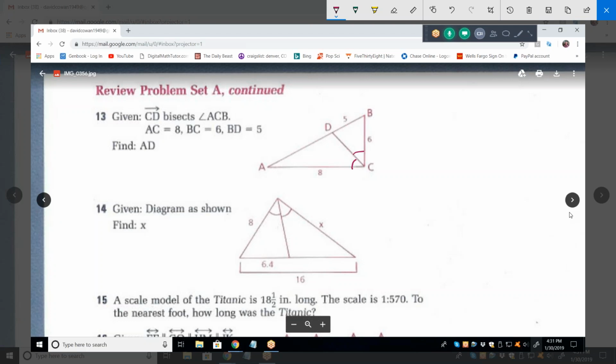Well, they don't tell you. And without this knowledge, you can't solve the problem. Oh, wow. And that knowledge is that because CD bisects that angle, it's only true if this is a right angle. ACB is a right triangle.